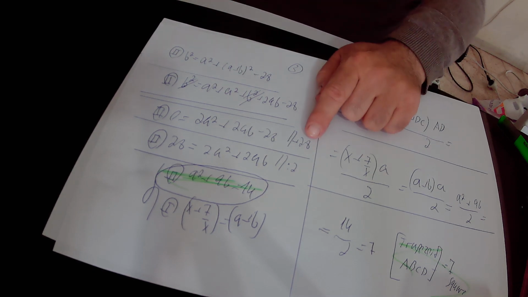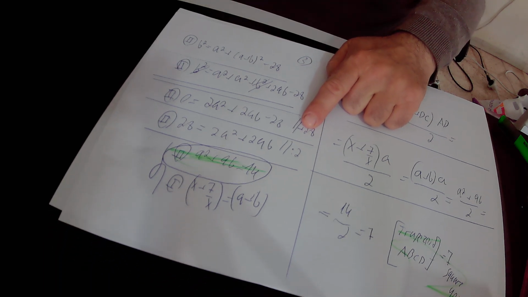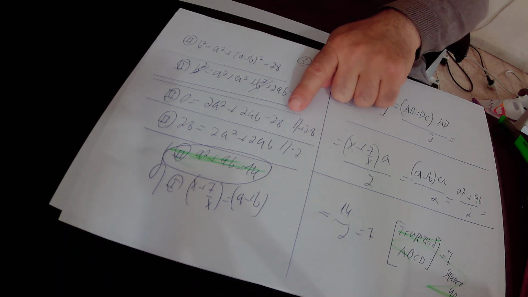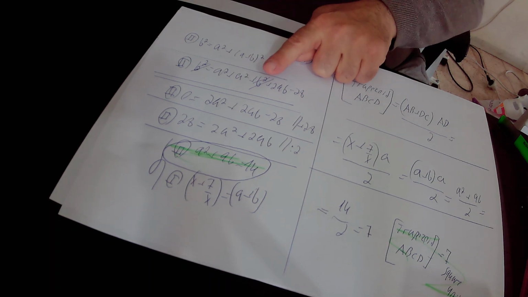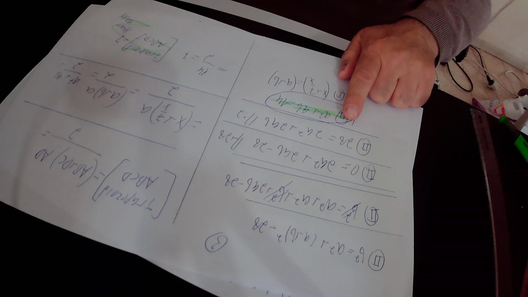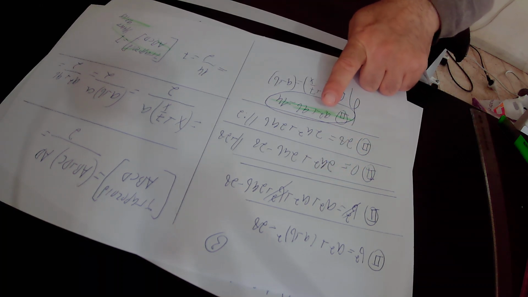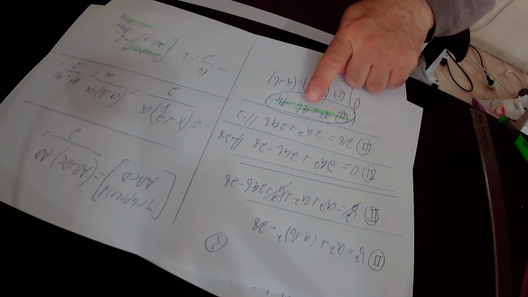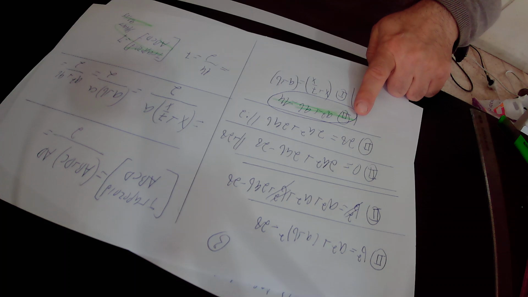So here we divided equation 2 by 2. Finally found out that here we have 28 equals to a square plus a square is 2a square, and here we have plus 2ab, that equals to 28.